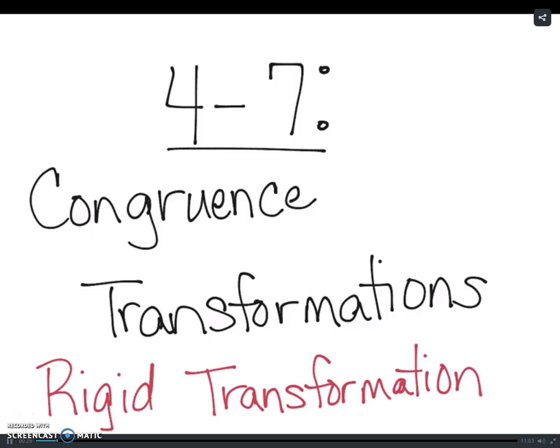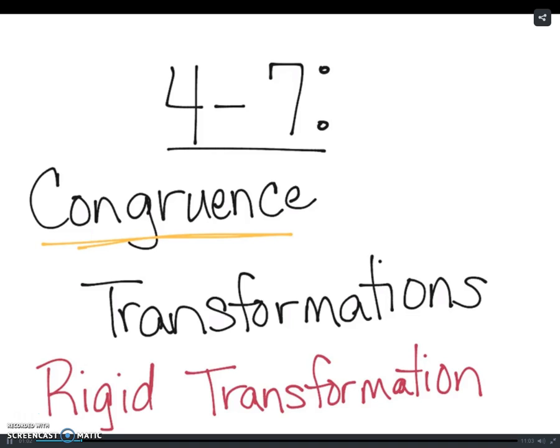Not all transformations are like this. There are other transformations that do change the size or even change the shape of a figure, and we're not dealing with those at this point. This time we are only talking about transformations that change the position or the location of a shape, not its size and not its shape. Okay? And that's part of why they're called congruence transformations, because your beginning shape and your ending shape are both going to be congruent figures. So that's going to be really important.